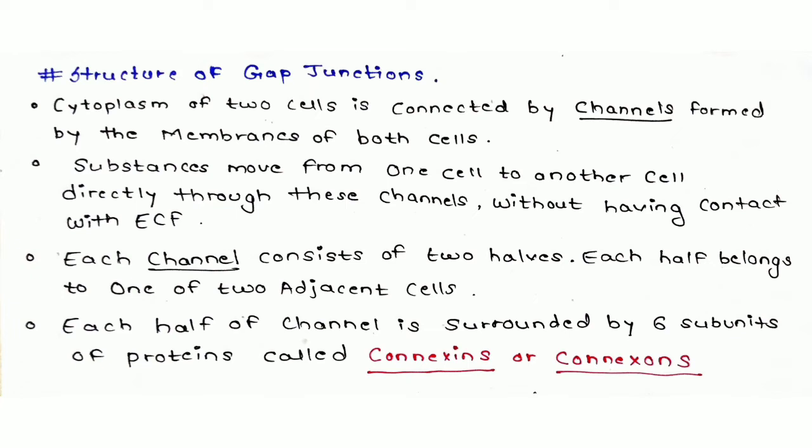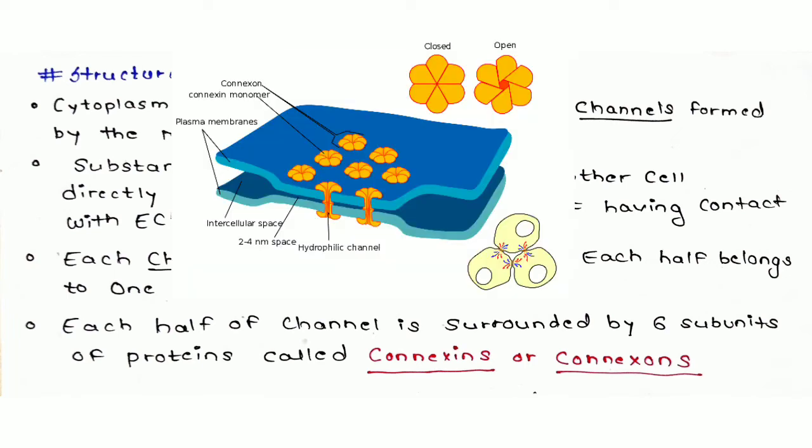Membranes of two adjacent cells are very close to each other. Cytoplasm of the two cells is connected by the channel formed by the membrane of both the cells. So the molecules move from one cell to another cell directly through this channel without having contact with the extracellular fluid. Each channel consists of two halves. Each half belongs to one of the adjacent cells. Each half of the channel is surrounded by 6 subunits of protein which are called connexins or connexons.